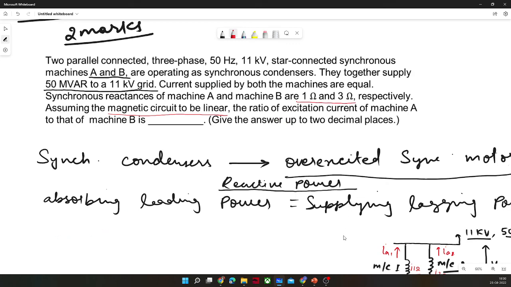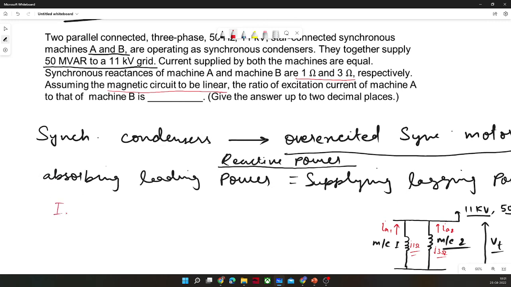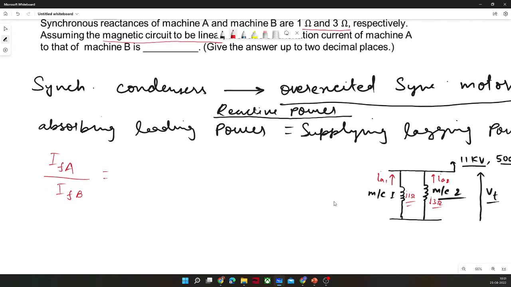So I would say IFA divided by IFB. IFA to IFB we had to calculate. In a synchronous machine, we all know the field is supplied by the rotor. The field is wound on the rotor. So excitation EMF is related to the field current. So here, if I write it as EFA divided by EFB, it would not be wrong, right?